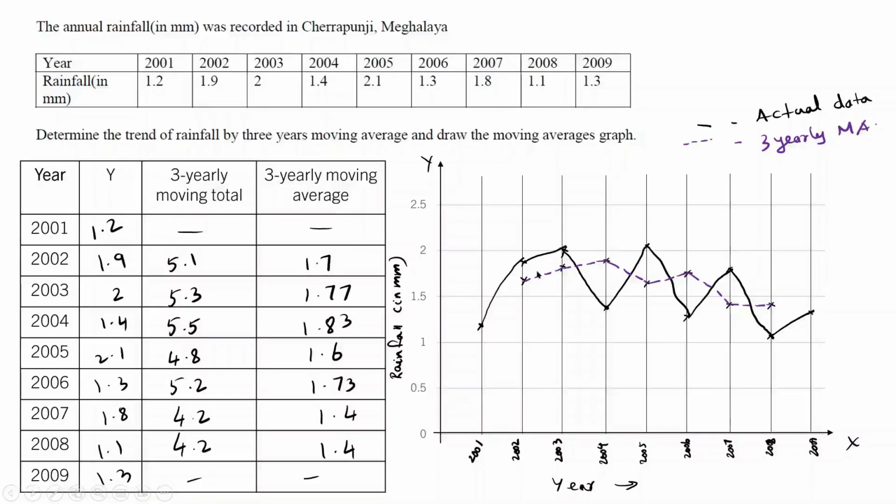It is better to write the values also. These values we can write here. So this is 1.2, then this is 1.9, then this is 2, and then 1.4, then 2.1, 1.3, 1.8, 1.1, and 1.3. Then for the moving average, the values are 1.7, 1.77, 1.83, 1.6, 1.73, 1.4 and 1.4.